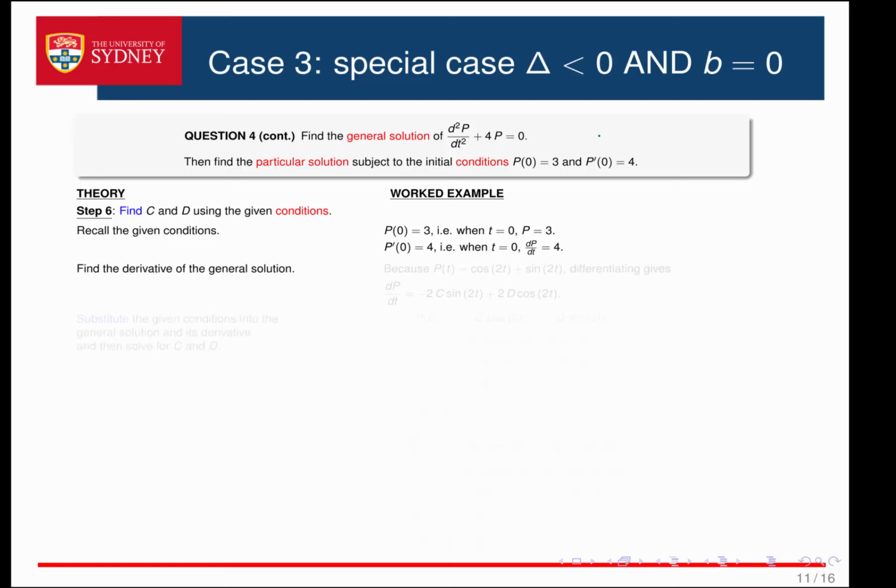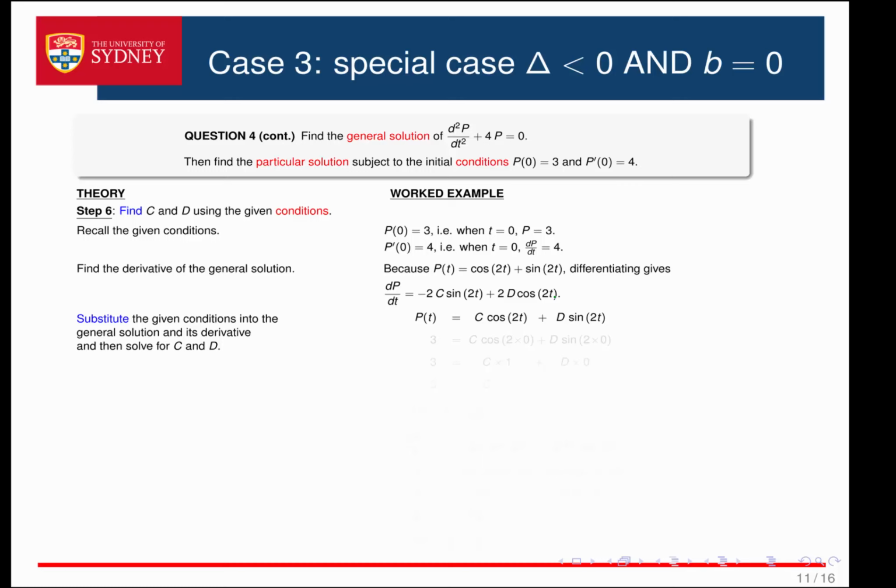Because the second condition tells us the derivative of p at t equals 0, we need to differentiate p to use this condition. Using the chain rule on each of the cosine and sine functions in the general solution gives us dp/dt is equal to negative 2c sine of 2t plus 2d cos of 2t. We now substitute these conditions into the general solution and its derivative to obtain equations for c and d.